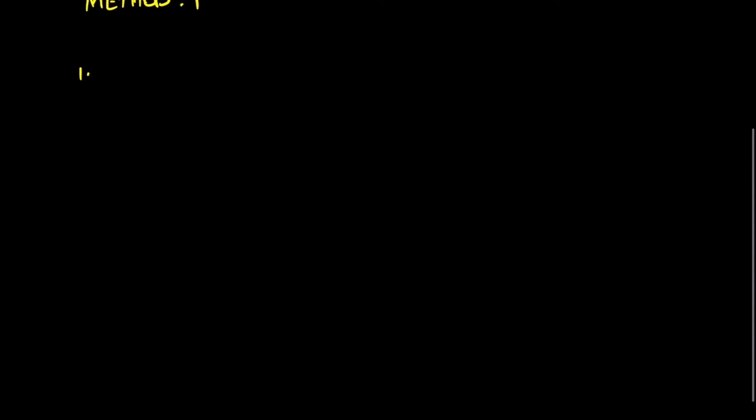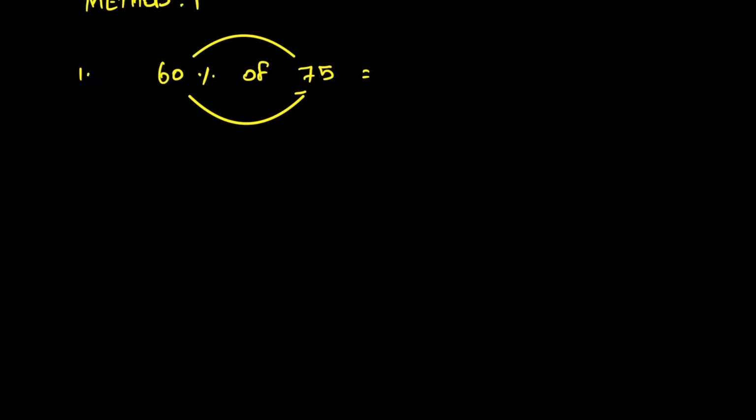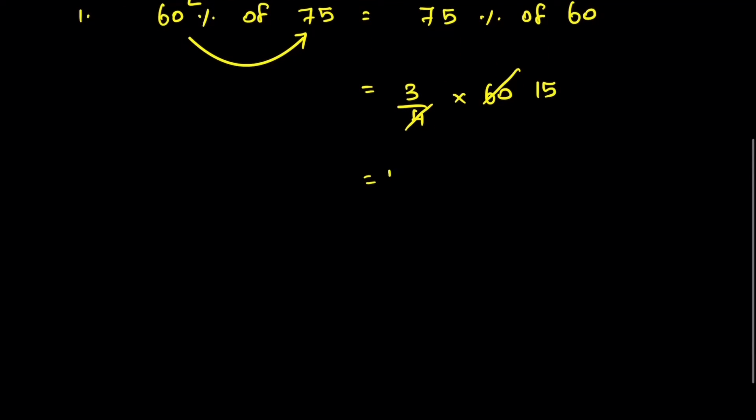Question number 1. 60 percentage of 75. So a little harder. So just interchange the location. 75 percentage of 60. Now it's easy. How? So 75 means it's 3 upon 4. It's multiplied by 60. Now it is equivalent to 15. So 3 times 15 is equal to 45.